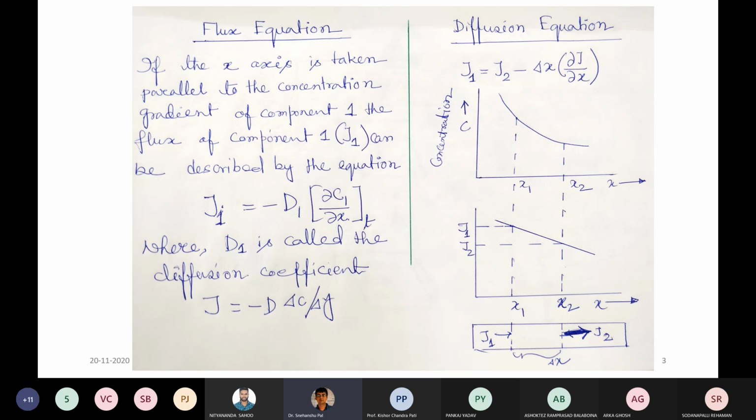Now, if del X is very small, what will happen with J1? J1 can be accurately related to J2 by the expression you can see in the slide. If del X is very small, J1 can directly be correlated with J2 using the expression given just below the diffusion equation title.